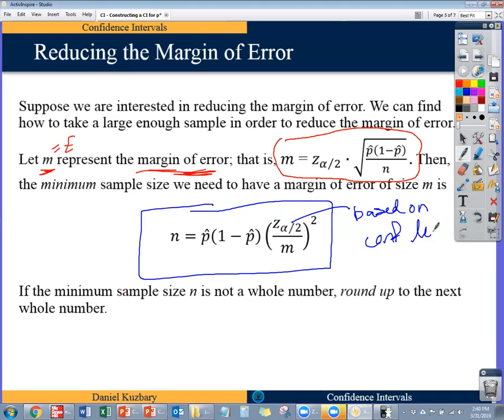Like you can go into this and say, I want 95% confidence, so alpha's 0.05, and so this would be 1.96. So you could say I want this confidence level, and then you could say I want this margin of error.